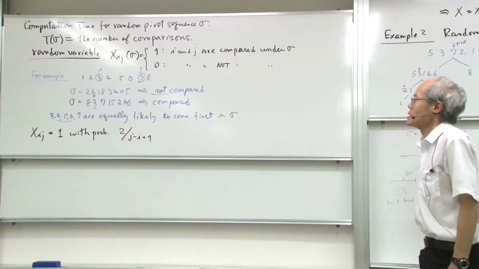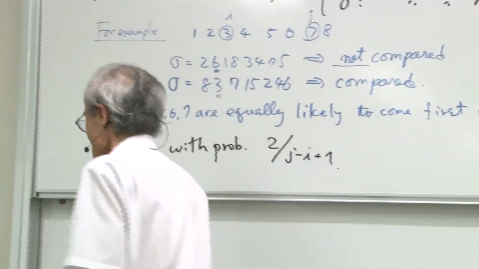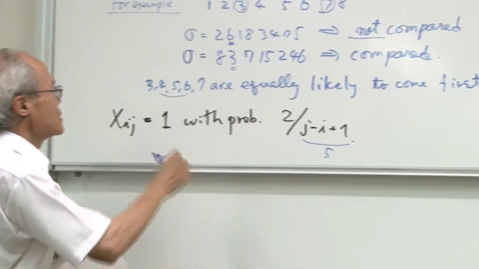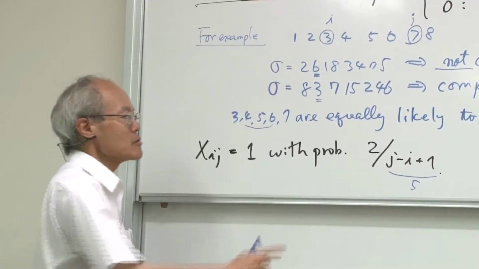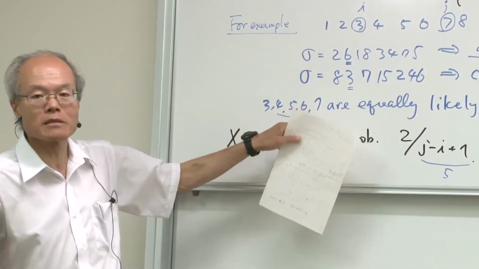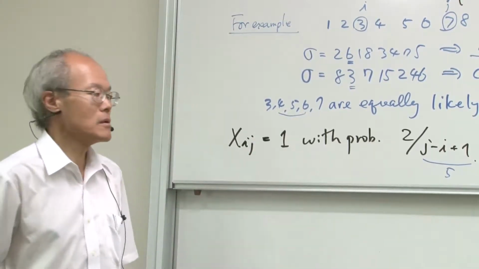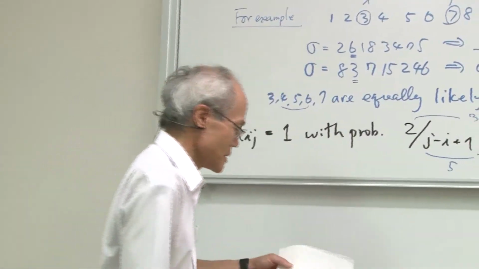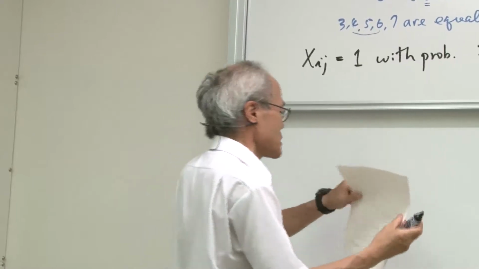That means we can calculate the probability of Xij equal to 1 as this. 3, 4, 5, 6, 7 are 5 numbers, and 2 of them are this guy and this guy. So we have 5 numbers, and if 3 or 7 comes first, then they are compared. So this is the probability. So we are done. After that, it's just a simple calculation.